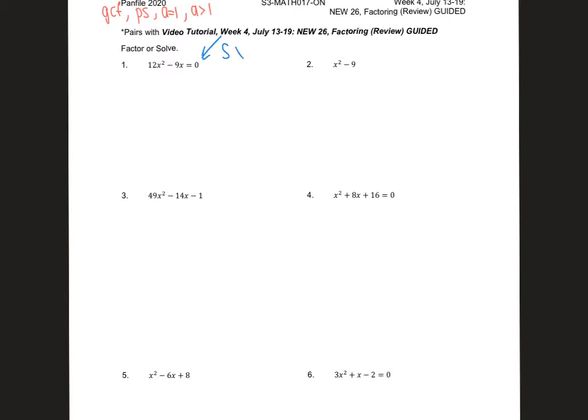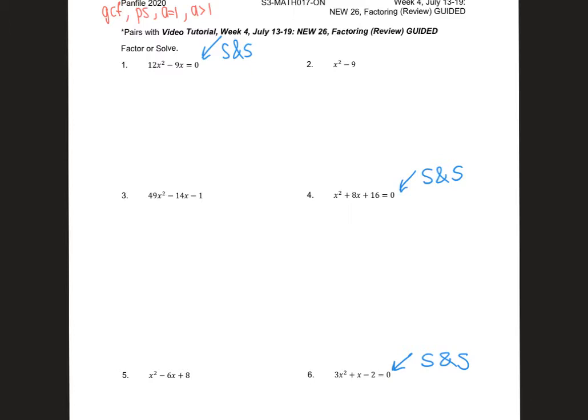So the first thing I would do, just looking at the whole worksheet: number 1, you're going to have to split and solve. Number 3, you're going to have to split and solve. Number 6, you're going to have to split and solve. The other 3, you're just going to end with those 2 binomials or whatever they might look like.